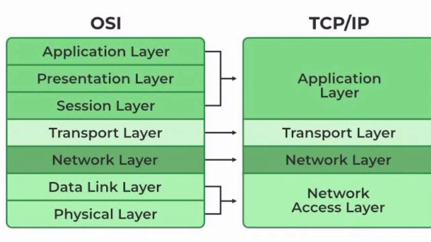Then we have network. Network in the OSI model is the same as the internet layer in the TCP/IP model. And the data link and physical layers in the OSI model are what we have as network access in the TCP/IP model. So basically, you're going to understand it. Just take your breath and let's begin.